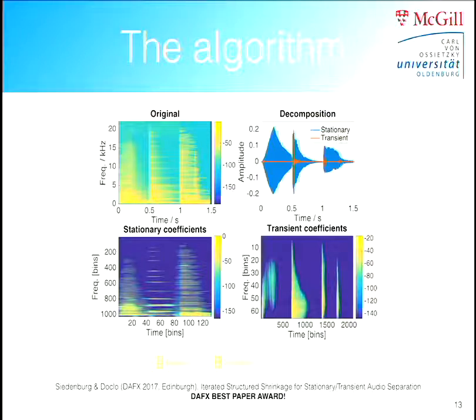So here are the transient plus stationary component. So what's missing is the residual, basically. Here's the stationary component. So you can realize that the onsets get a little smoother. And here's the transient component. Okay, it's not audible here.